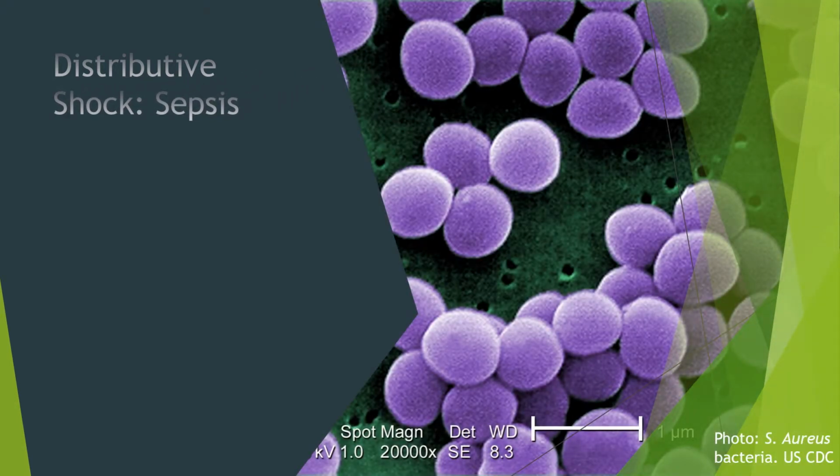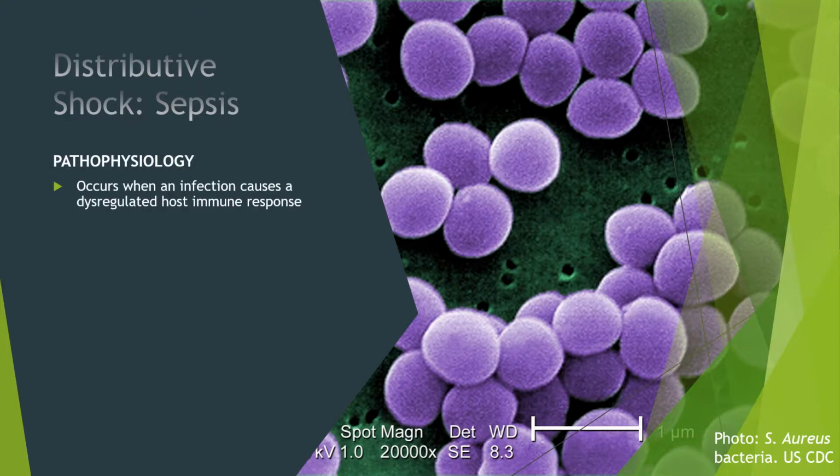Let's talk about the pathophysiology of septic shock. Sepsis occurs when an infection from bacteria, such as the Staphylococcus aureus here on your screen, which is a very common cause of bacterial infection, or even fungi and viruses, can cause a dysregulated host immune response. That host immune response is helped along by inflammatory mediators. There are lots of those to name, but some of the big ones would be tumor necrosis factor alpha, your various interleukins, interferon, and other cytokines that kick in as part of the immune response.